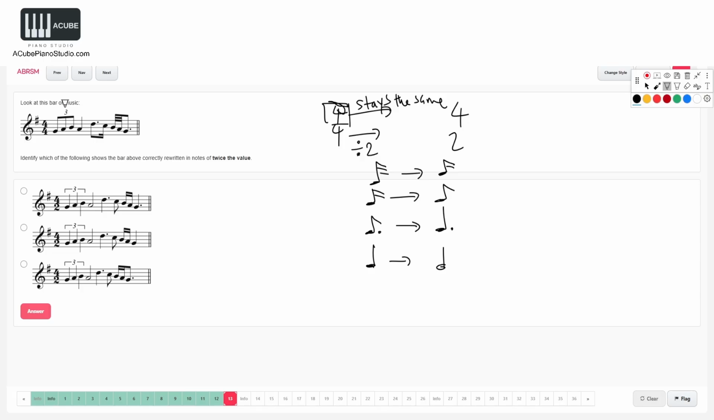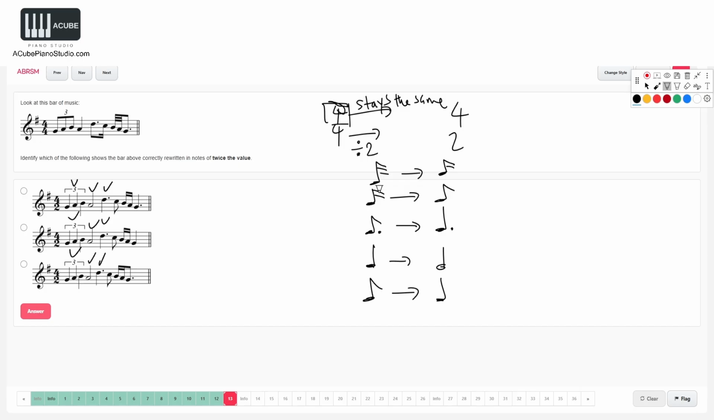These are 3 quavers with a triplet sign. So quaver becomes what? Crotchet, right? Quaver becomes crotchet. So all these 3 quavers become crotchets, triplet sign remains. So these 3 are all correct for the first one. Crotchet becomes minim, all of them have crotchet becoming minim. Dotted quaver becomes dotted crotchet.